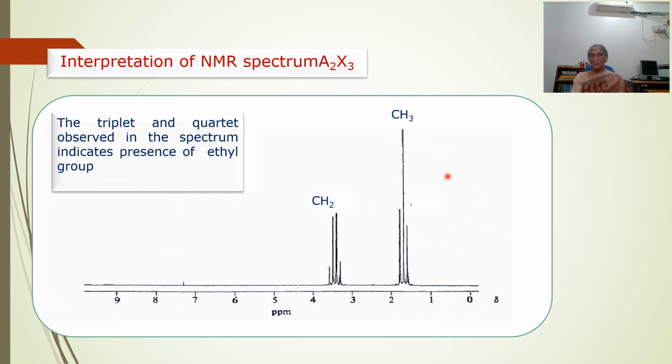And in a triplet, the intensity will be 1:2:1. But in a quartet, the two outer peaks, which should be 1:1, but the inner peak is slightly larger than the outer peak. Similarly, in 1:2:1 peak ratio, intensity ratio, the inner peak is slightly larger than the outer peak. And this is a very good indication for predicting which two protons are coupling with each other.